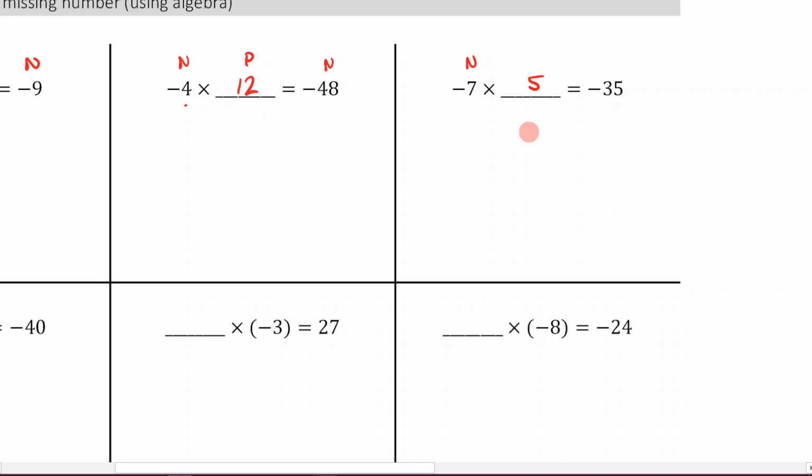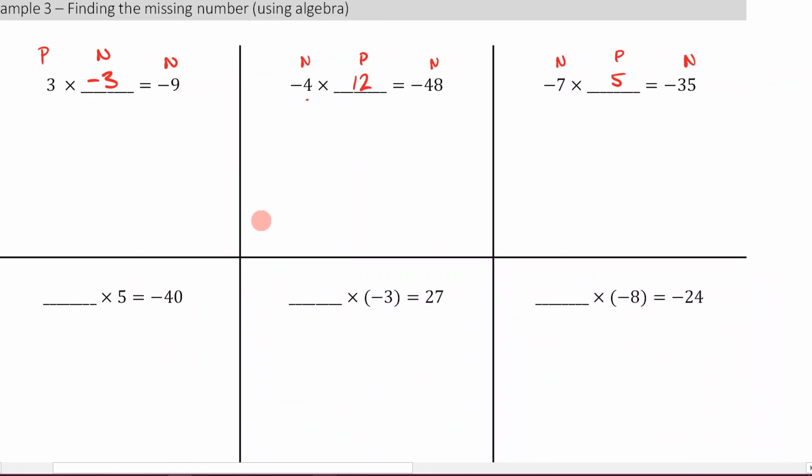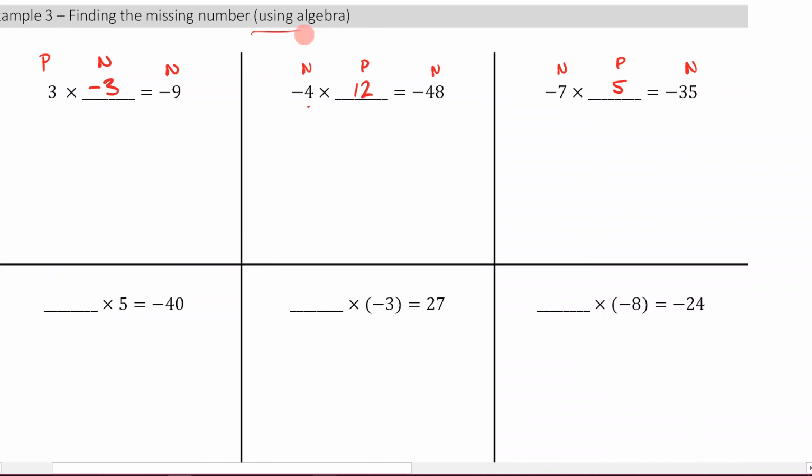Well, if this is negative and this is negative, this has to be positive in order to get a negative out here. Hopefully that made sense. And I might just pause here for a moment and show you another technique which touches upon later on when we start using algebra a little bit. So it's a little bit like algebra here.